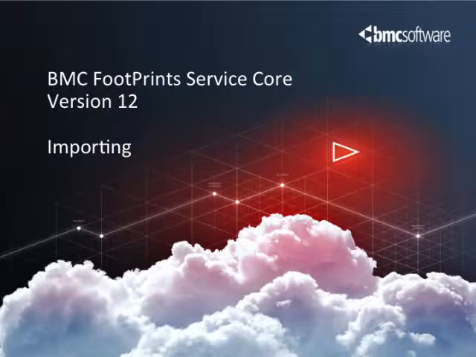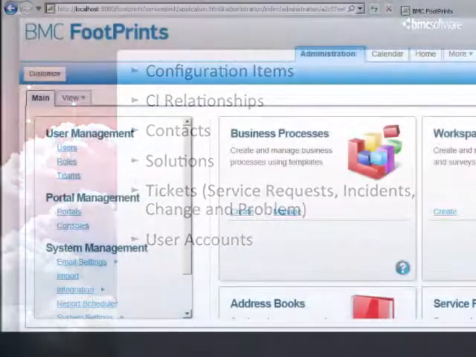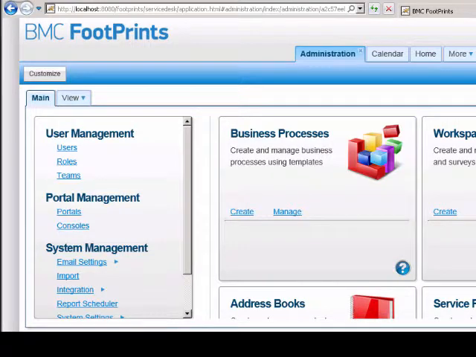Service Core 12 supports the importing of data and will be importing from a CSV file for this demonstration. Such data can include configuration items, CI relationships, contacts, solutions, tickets, as well as user accounts. Tickets can mean anything from incident, service request, change, and problem tickets. I will show you importing knowledge base articles or solutions. The same process can be followed for importing any of the other data types I mentioned earlier.